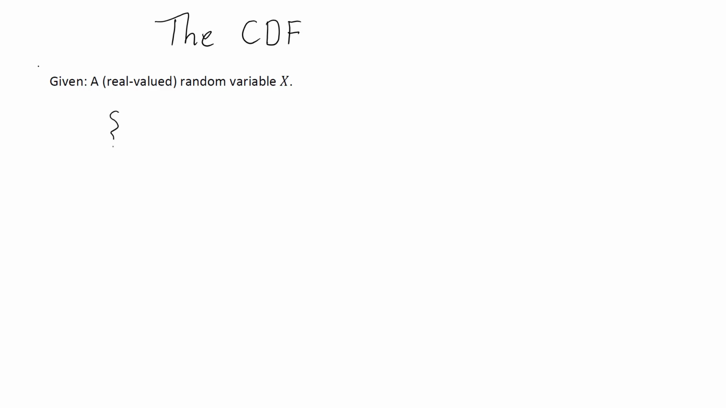We know that the collection capital X less than or equal to lowercase x, that is an event. Which event it is depends on the value of lowercase x. Since this is an event, we can figure out its probability, which we denote like this. So this part, an event, is a subset of the sample space S, while this part is a number which is between 0 and 1. Both of these depend on the lowercase x, which is a real number.